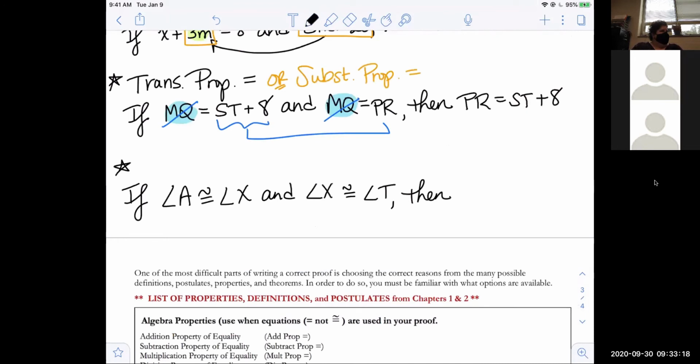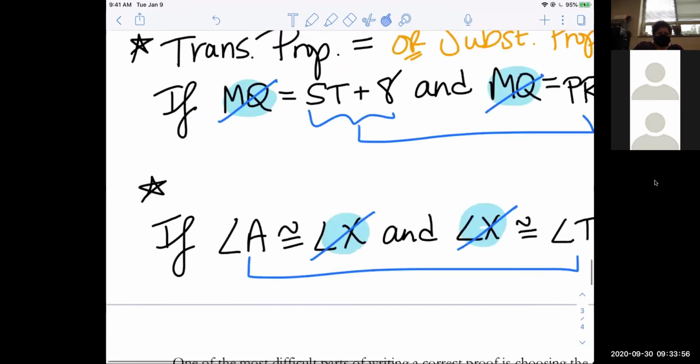Allison, what would be the conclusion? Okay, angle A is congruent to angle T. Marin, tell me the reason for that. What is that statement? Property of what? Are those equations? Is that an equation symbol? Is that an equal symbol? Transitive property of congruence.